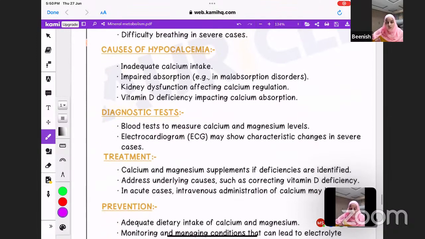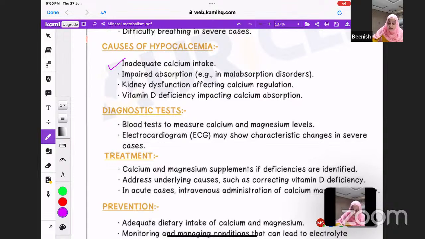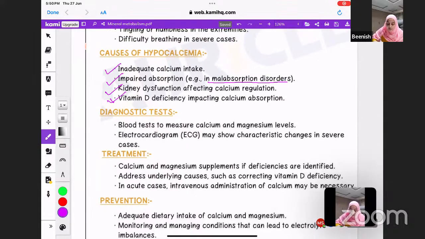Now, causes of hypocalcemia. That is, why do you have low calcium levels? So, first and most important can be inadequate calcium intake. You're not having enough calcium through diet. Then, second can be impaired absorption. That is, whatever dietary calcium you're having is not being absorbed. So that is malabsorption disorders. Then, kidney dysfunction, that is, there is decreased reabsorption from the kidney. Then, vitamin D deficiency, because vitamin D is basically controlling or regulating your calcium levels.